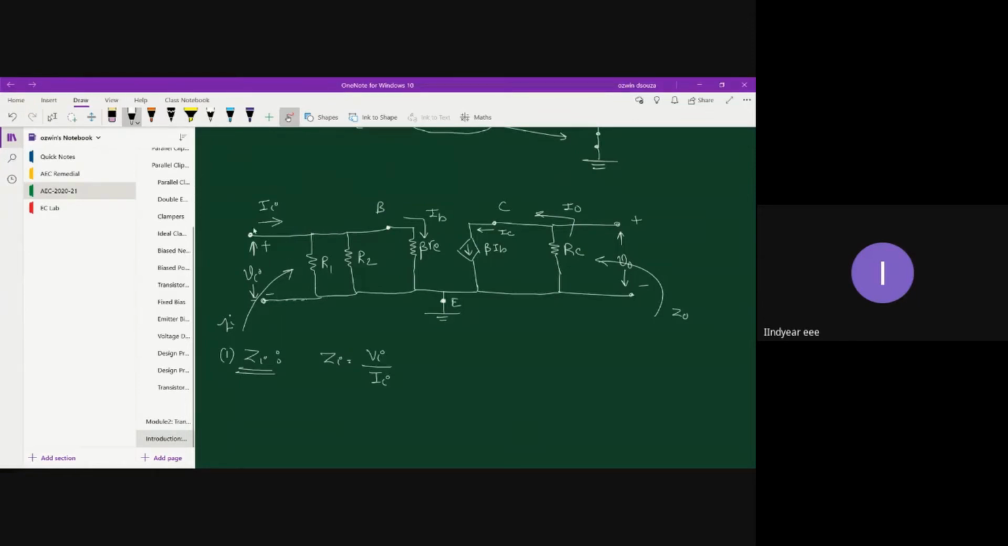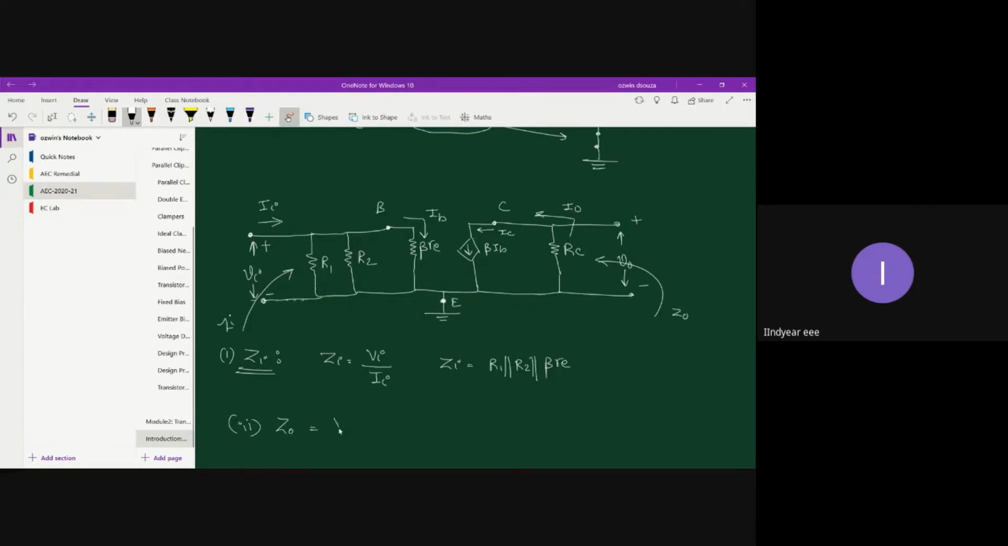Across base and ground, what do you see when you look into the network? You see that the three resistors are connected in parallel, right? R1, R2, and beta RE. So basically, your Zi is going to be the parallel combination of R1, R2, and beta RE. So that's your Zi. As simple as that. Next, let's go to Z0.